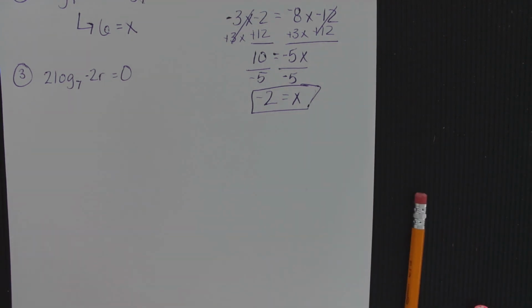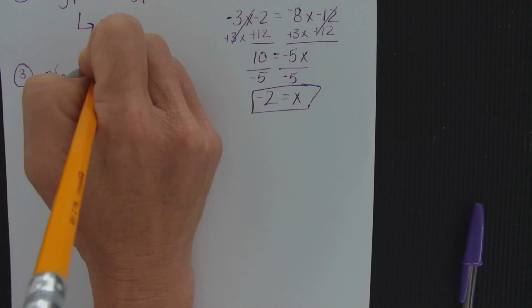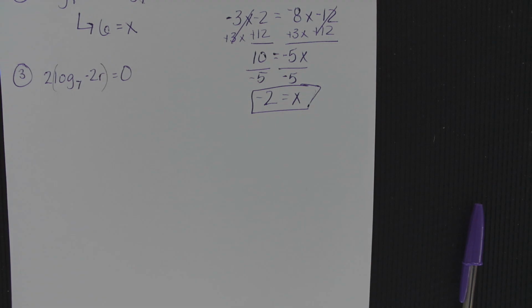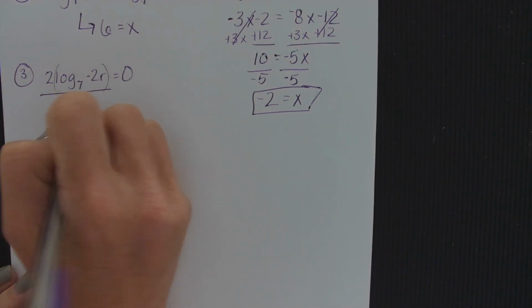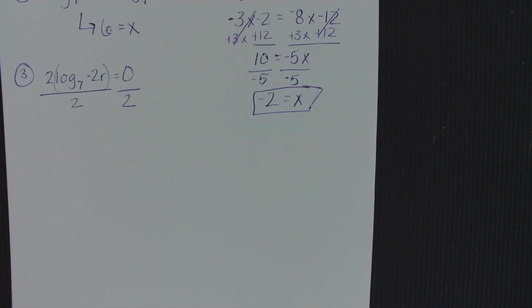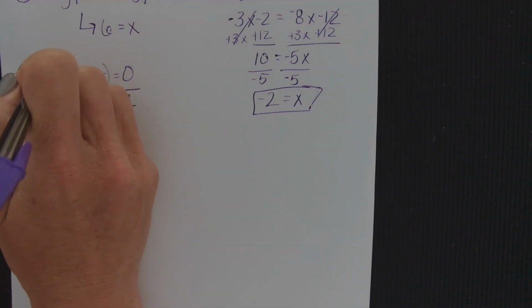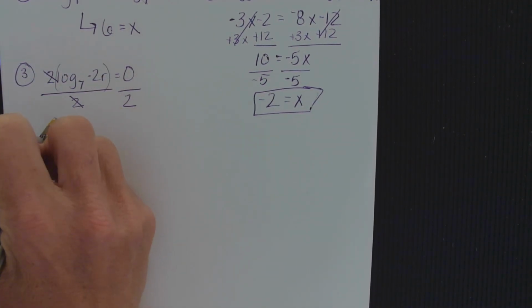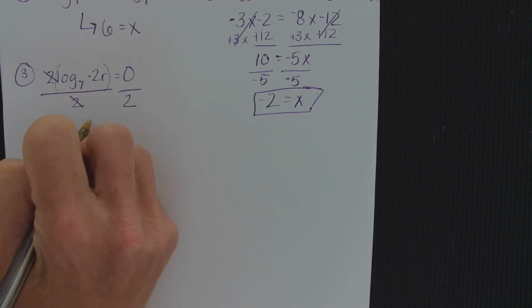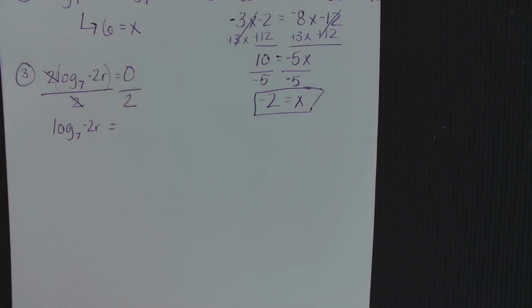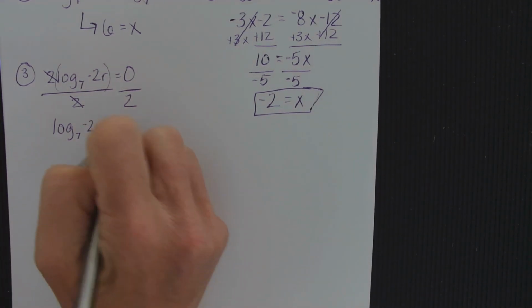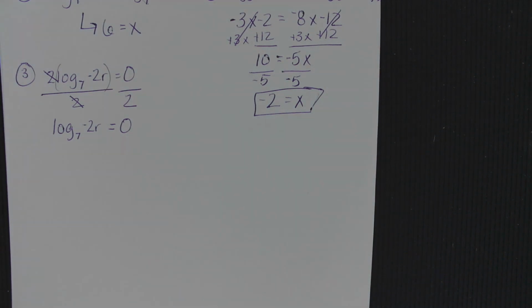What is in our way right now? The 2. Let's get rid of the silly 2. Guess what we're going to do? Divide by 2 on both sides. Goodbye 2. So I'm going to bring everything down. Guys, what is 0 divided by 2? 0. Okay, now you actually know how to do this.